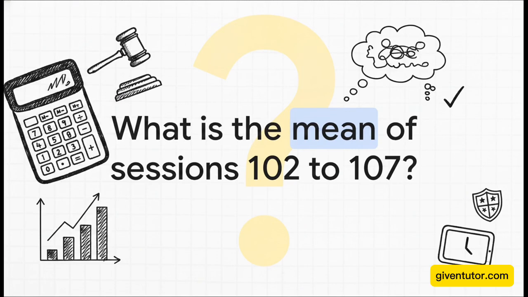Okay, here's our first practice question, drawn directly from the test's math requirements. What is the mean of the congressional sessions 102 to 107? Now, when you see a chart full of numbers and a question like this, do not panic.